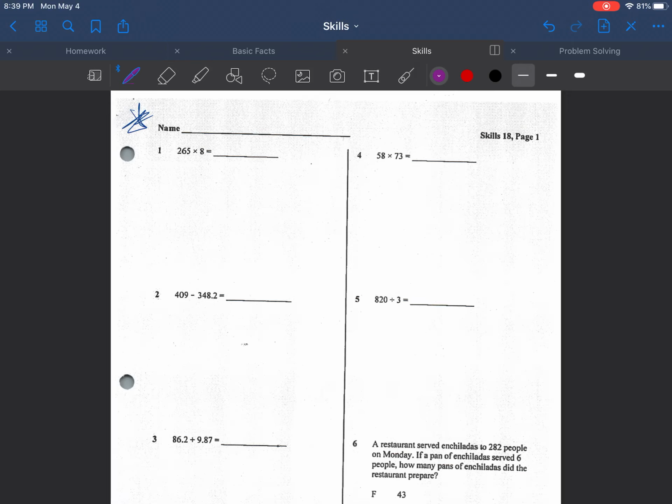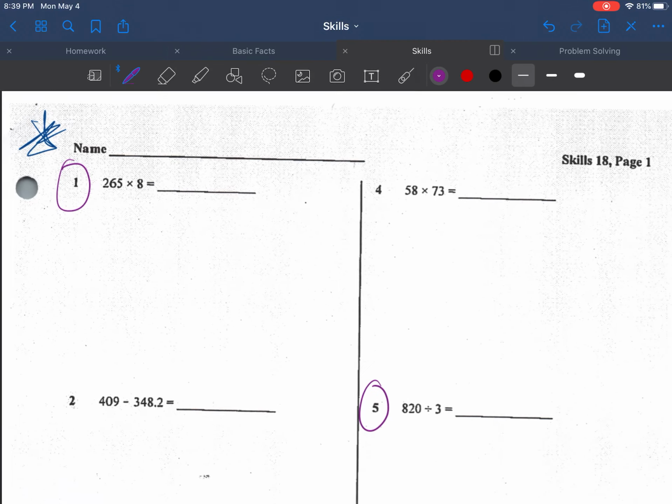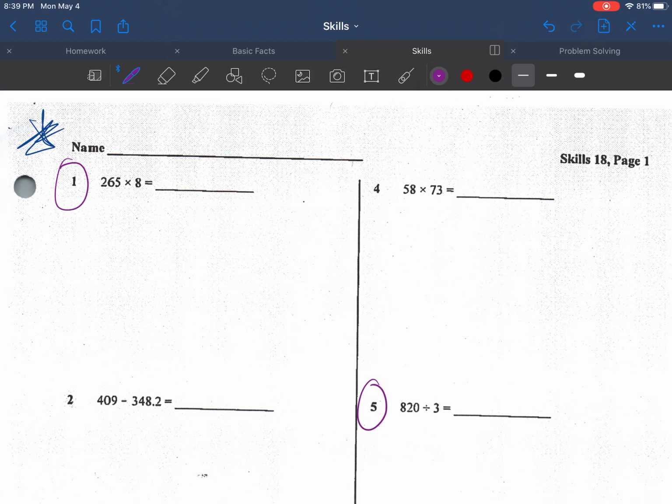So there's 6 questions. I'm going to go ahead and do the odd numbers because I did the even on the other one. So I'm going to do the odd. So I'm going to do number 1, number 3, and number 5. So number 1 says 265 times 8. So this is multiplying 3 digits by 1.